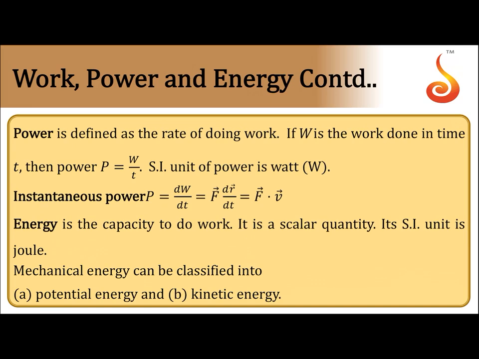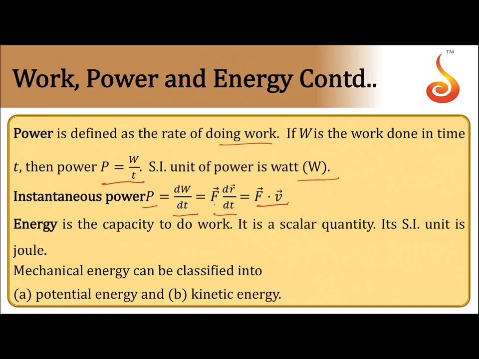Now the next concept is power. Power is the rate of doing work. So it is work done by time taken. So unit of power is watt. So instantaneous power is given by dW by dt. So you can write it as F into dr by dt, that is nothing but F dot v. So power can be defined as force dot velocity. So the dot product of force and velocity gives you power.